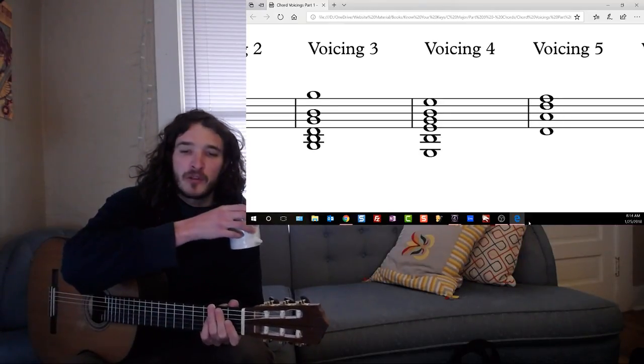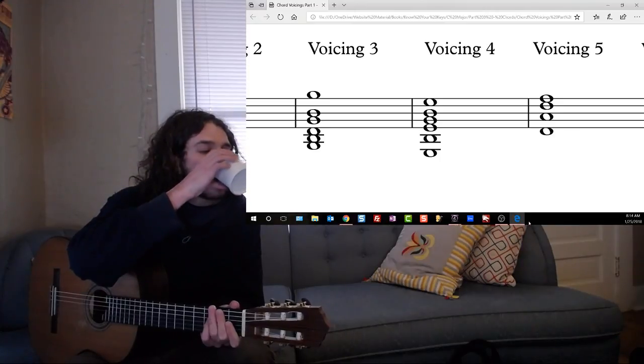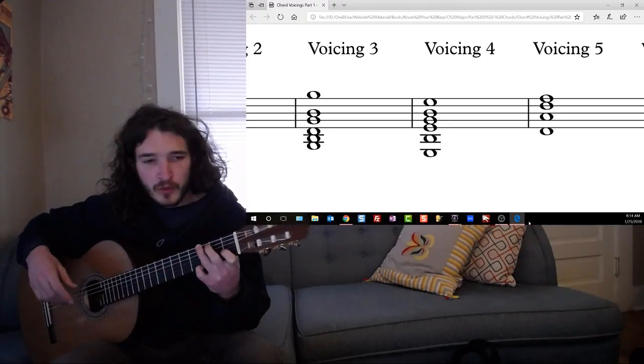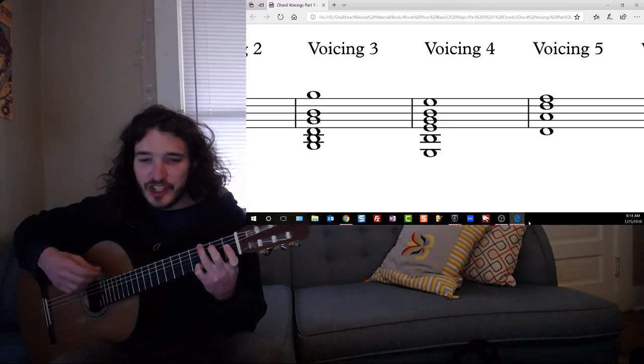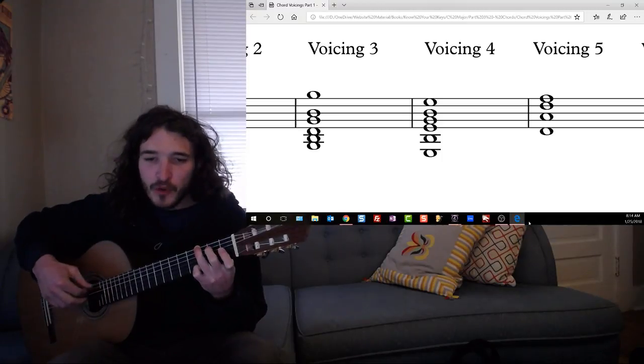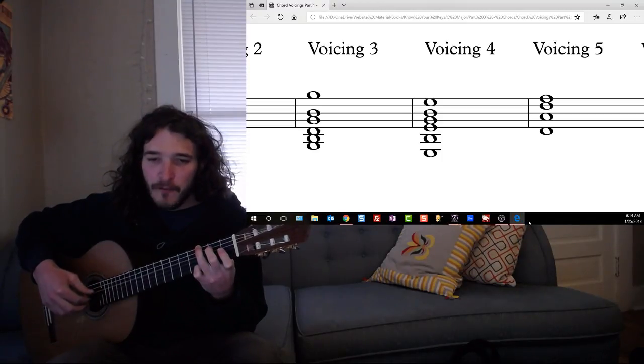So here are voicing 3, 4, and 5. Starting with voicing 3, this is traditionally called the G shape. We have a 3, 3, 4, 3, and then a 6.